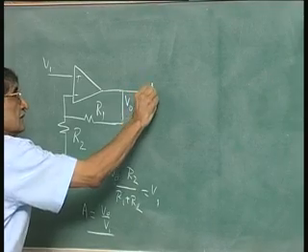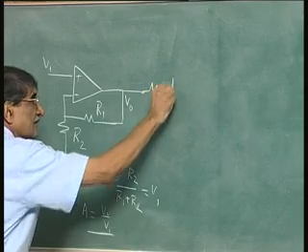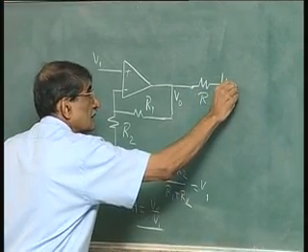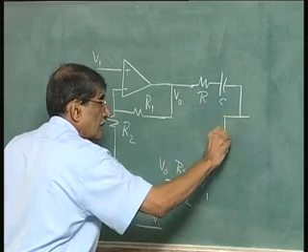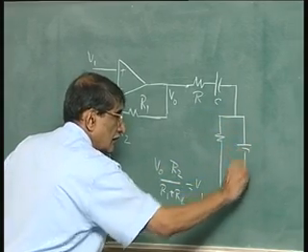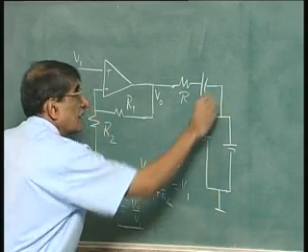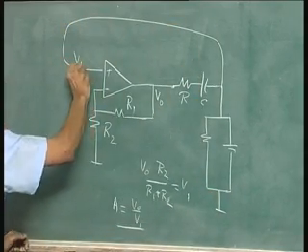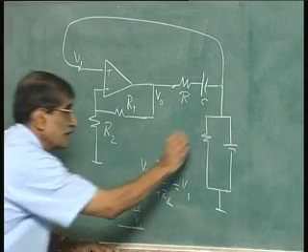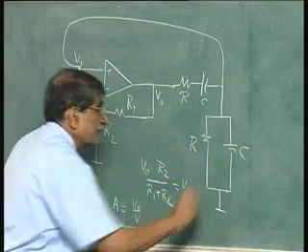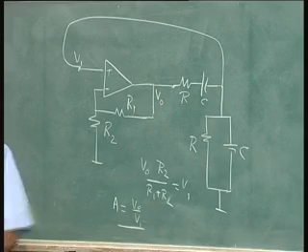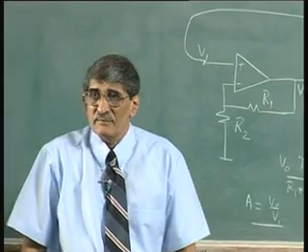Just for completeness' sake, I am drawing a capacitor here, R C, and then I am drawing this to the purpose and connecting it to feedback. That is the Wien-Bridge oscillator. R C, everything, you have a frequency of oscillation equal to 1 by 2 pi R C. But what will be the amplitude of this?